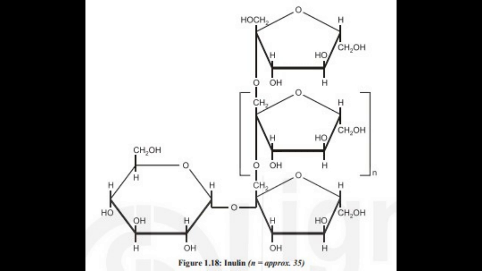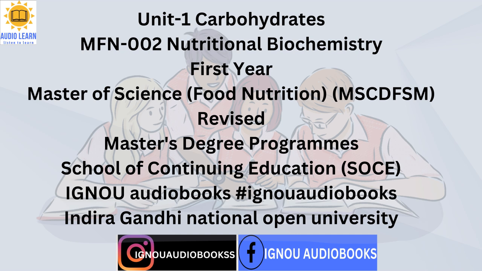Inulin is a plant polysaccharide made up of fructose, soluble in warm water, and does not give any color with iodine. Inulins are polymers consisting of fructose units that typically have a terminal glucose. Inulins have a sweet taste and are present in many vegetables and fruits, including onions, leeks, garlic, bananas, asparagus, chicory etc. Figure 1.18, inulin, n equals approximately 35.